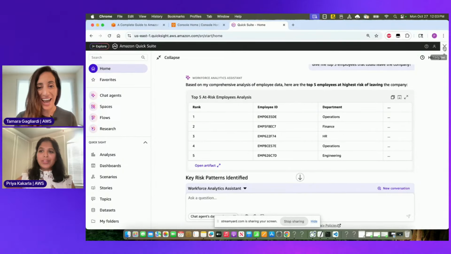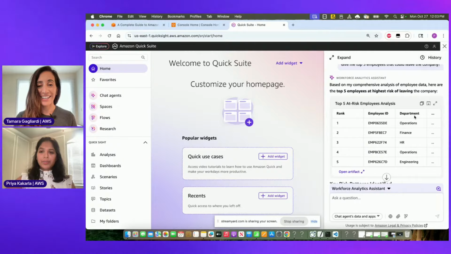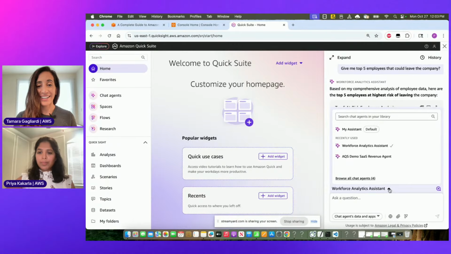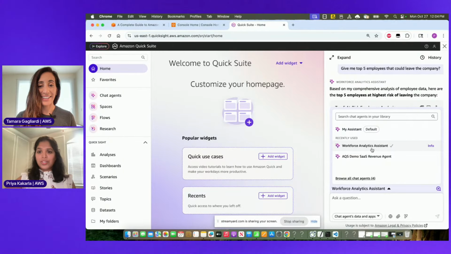The chat agent is always available on the right. If you have access to more than one chat agent, you can always go here and pick which agent you are chatting with. I have access to the AQS Demo SaaS Sales Revenue Agent and also this agent. In an organization, people can definitely have access to more than one chat agent, and each of these chat agents is referenced to the specific space where it has to look for data assets, both structured and unstructured.